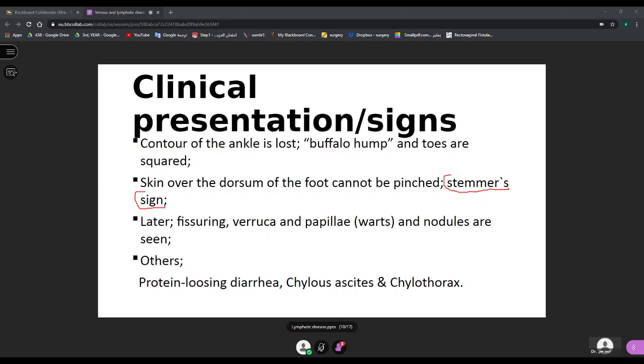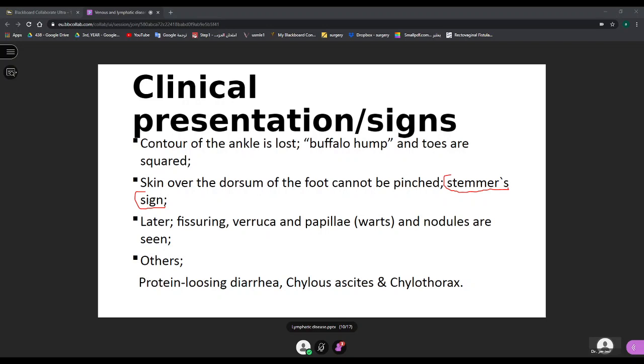Because sometimes, for example, if you have a secondary lymphedema, then the parasite might also obstruct major lymphatics in the upper part of the body. And this will result in swelling of the lower limb, but also accumulation of fluids in the abdominal cavity and in the thoracic cavity. Okay.